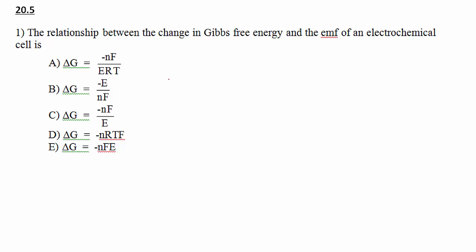It's Johnny here looking at 20.5 problems. This first problem is going to kind of set the tone for the rest of the problems. The relationship between the change in Gibbs free energy and the EMF of an electrochemical cell is given by the equation in choice E.